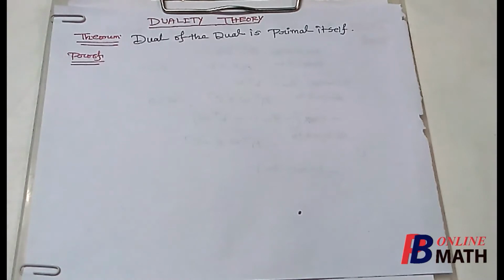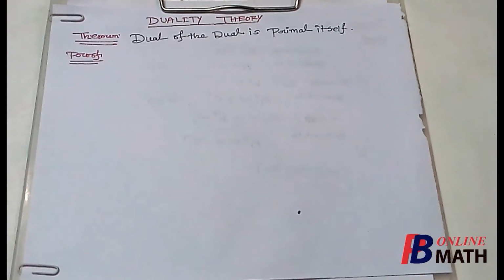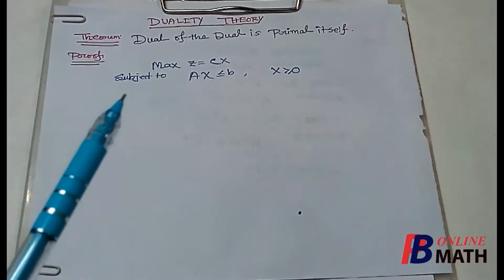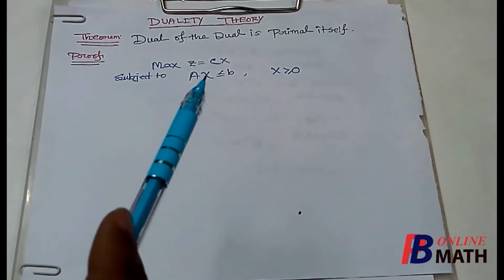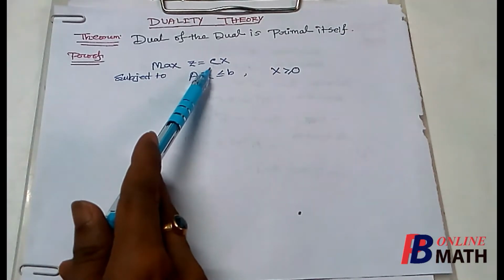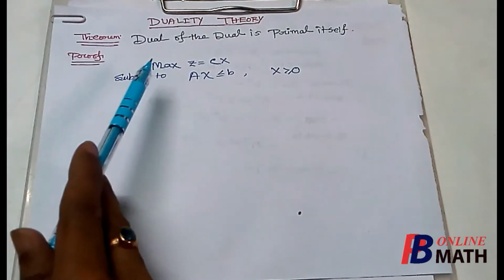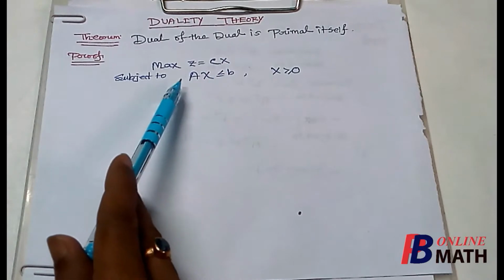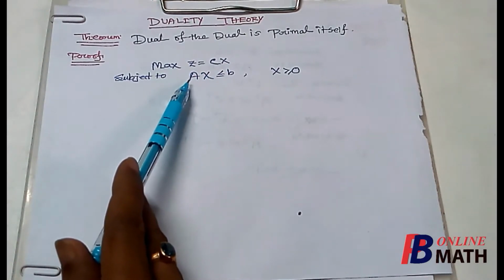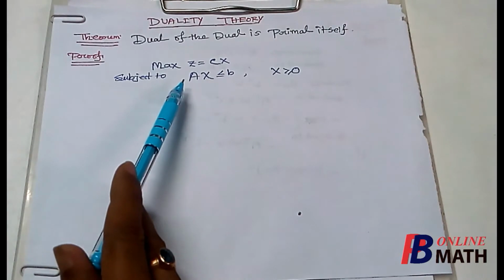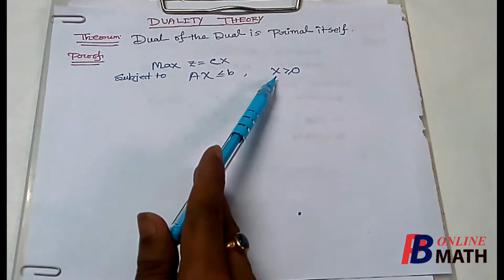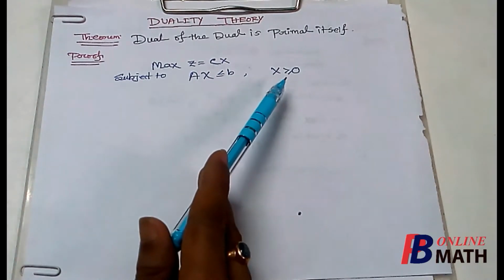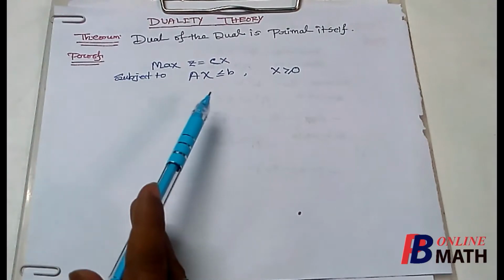For that we first assume any primal problem. Let us consider this maximization problem. Max z equal to cx, this is the objective function where c is the cost vector and x is the variable vector, subject to all these constraints, where capital A denotes the coefficient matrix of the constraint equations or inequalities. This is the b vector, where x is greater or equal to 0 because the variables are non-negative. So this is the primal problem.